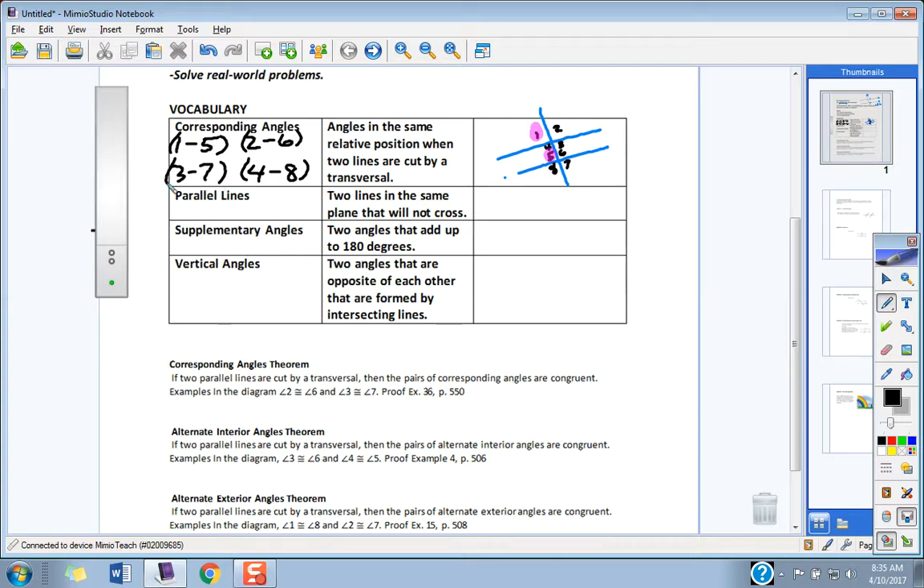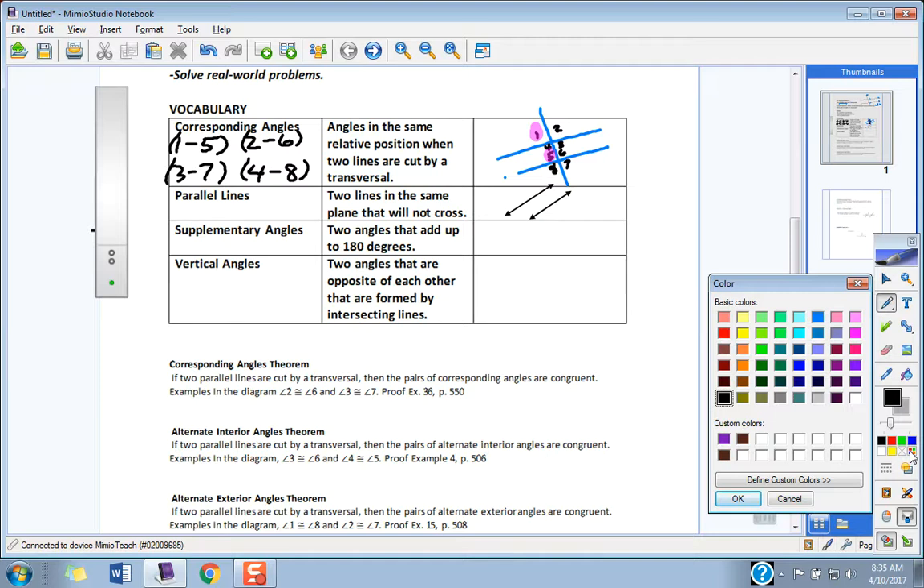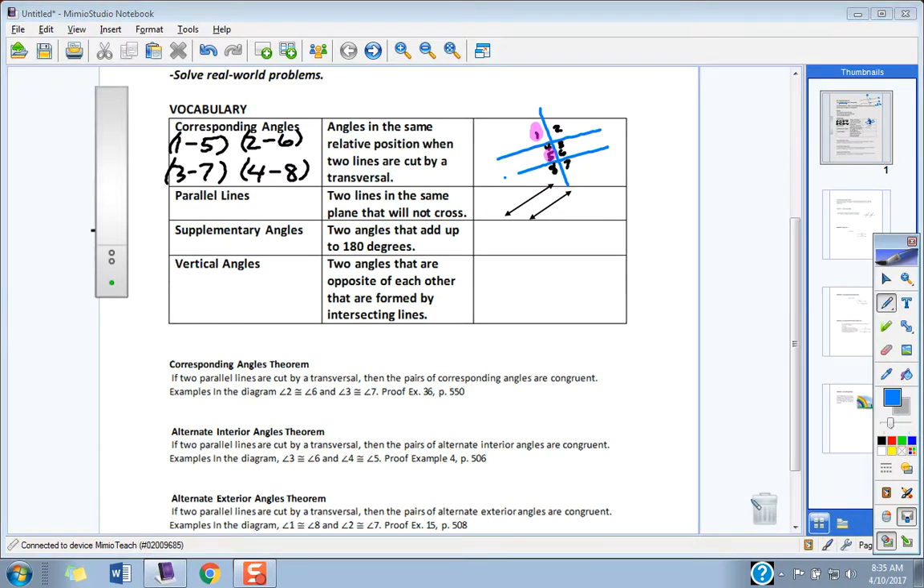Again, parallel lines. We understand parallel lines are two lines in the same plane that will not cross. I'll just remind you that if you have parallel lines in any diagram, you're always looking for that symbol within the two lines that says these are parallel. If I called this line A and this line B, by those two arrows through those lines, it's simply saying that A is parallel to B right there.